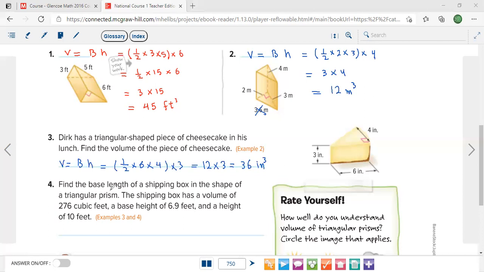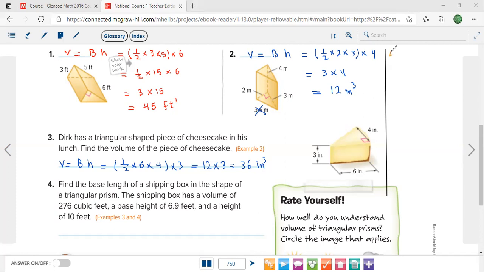Find the base length of a shipping box. So this is a missing dimension problem. Find the base length of a shipping box in the shape of a triangular prism. The shipping box has a volume of 278 cubic feet, a base height of 6.9, and a height of 10. So this is solving an equation. I'm going to do it here. I need space, that's why I will solve it here.